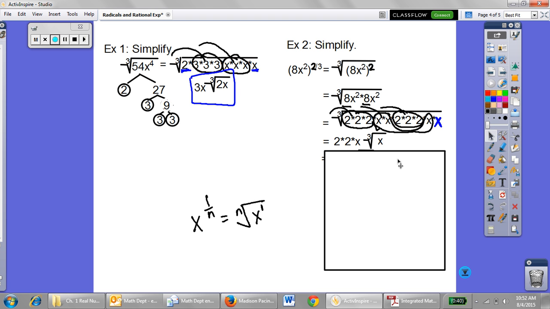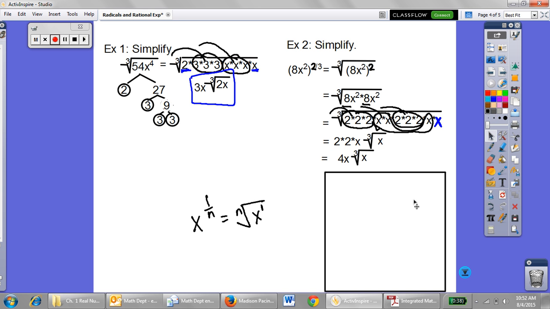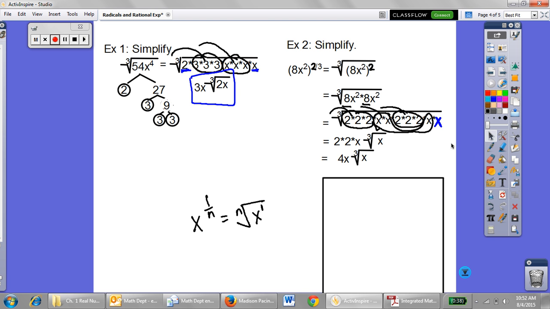Now write this out. So this came out here. This also came out here. The blue x is the only thing left underneath. Now we simplify and we get 4x, cube root of x.